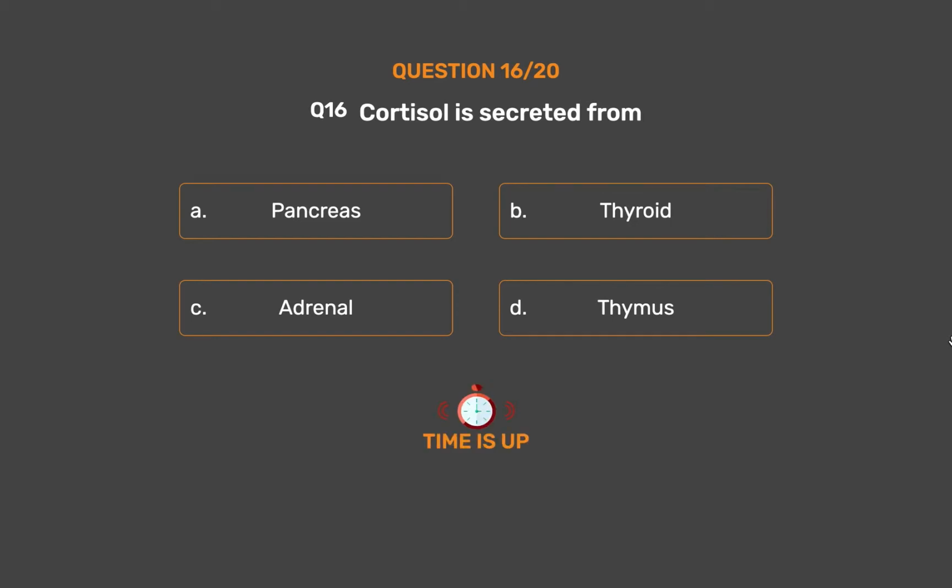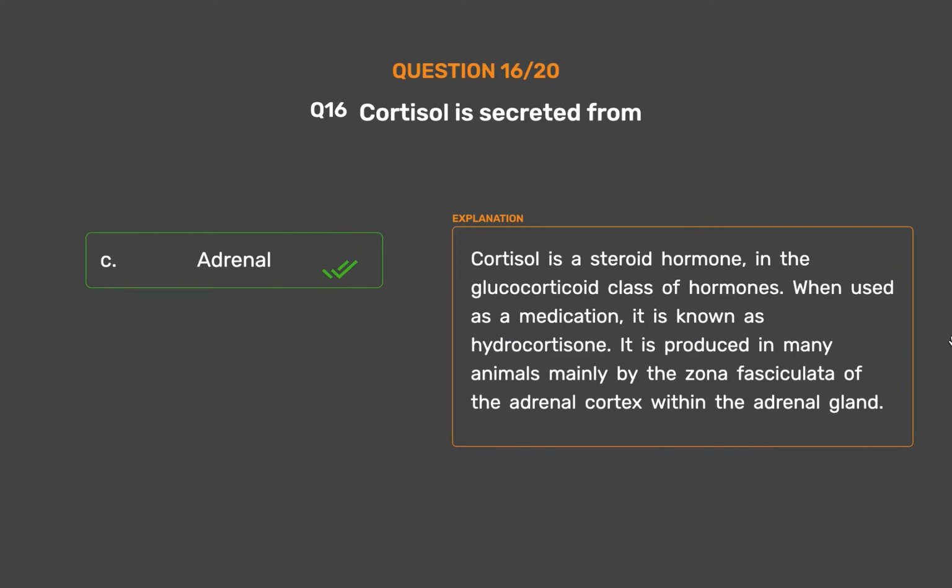The correct answer is option C, adrenal. Cortisol is a steroid hormone in the glucocorticoid class of hormones. When used as a medication, it is known as hydrocortisone. It is produced in many animals mainly by the zona fasciculata of the adrenal cortex within the adrenal gland.